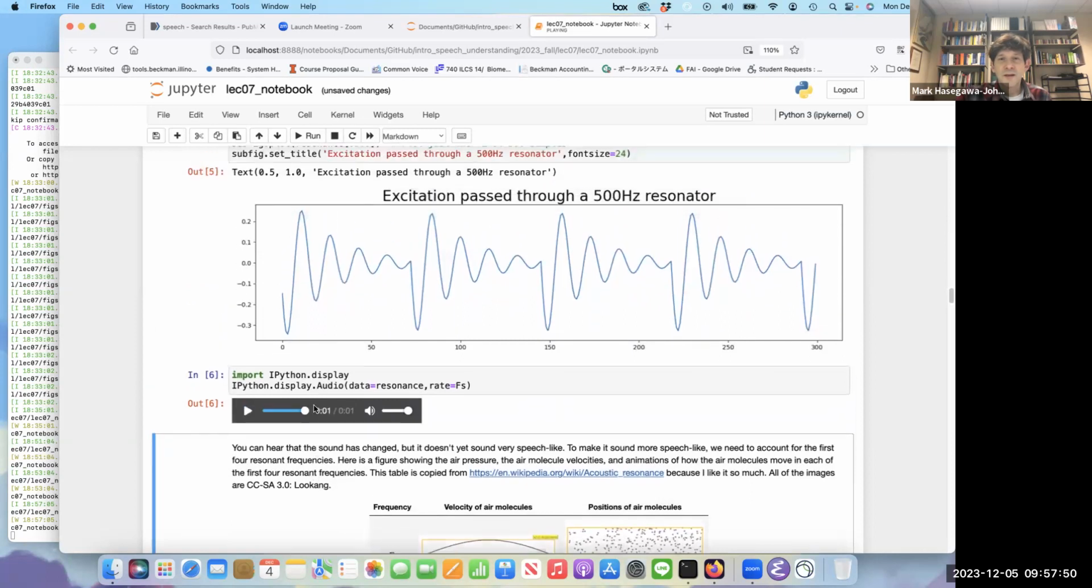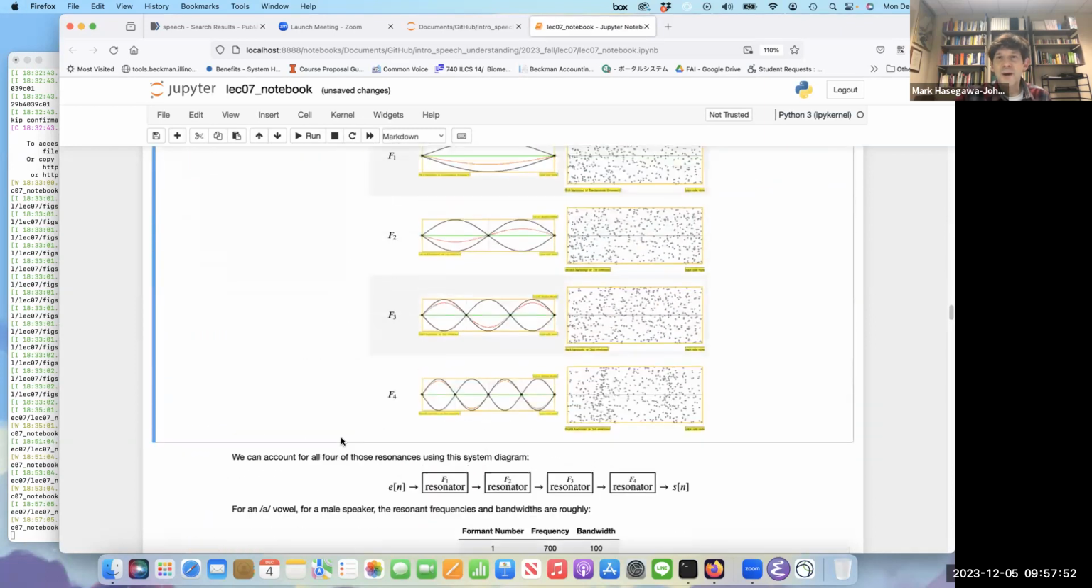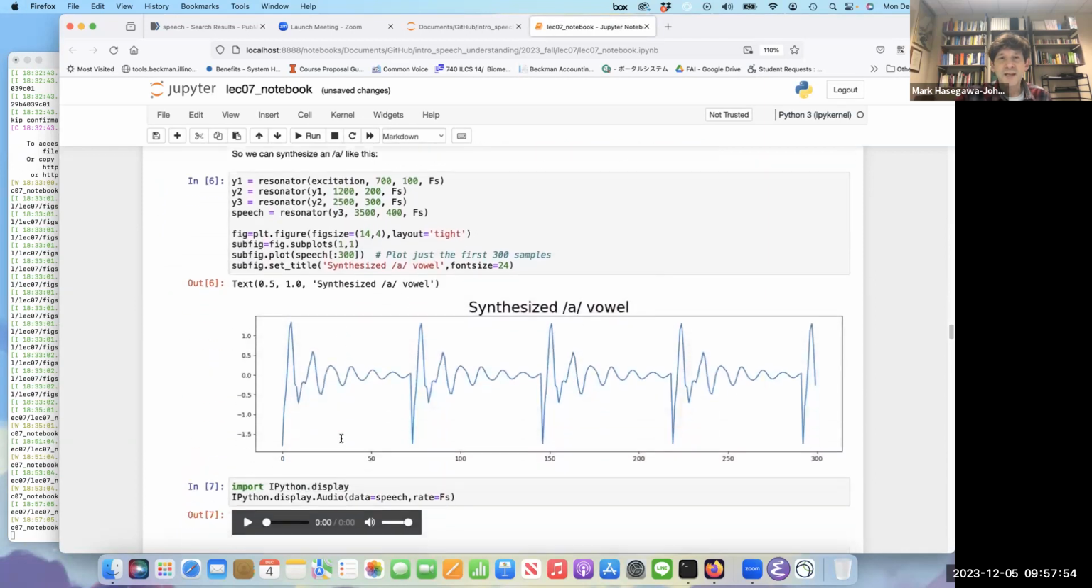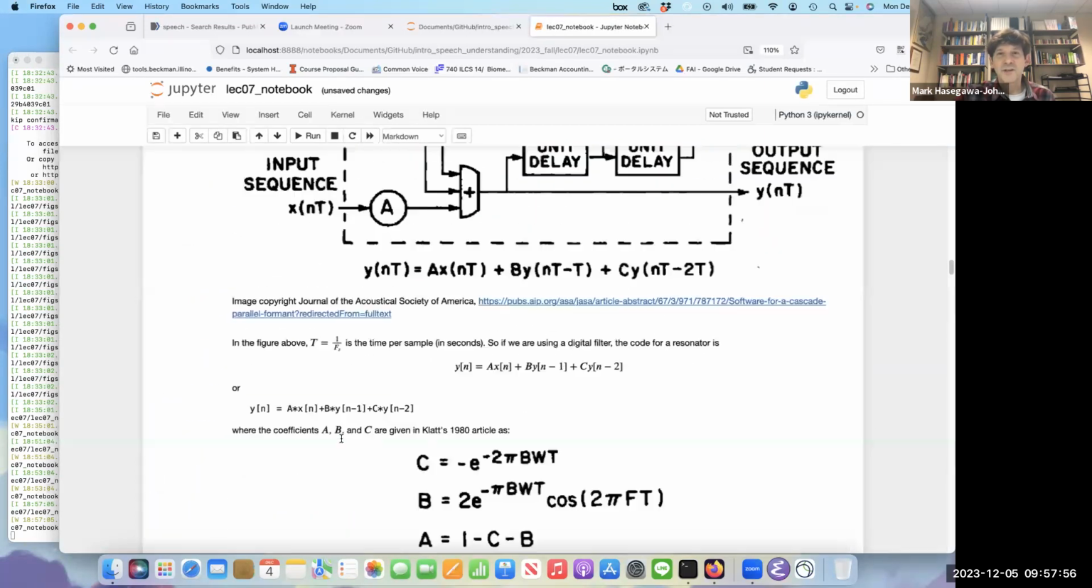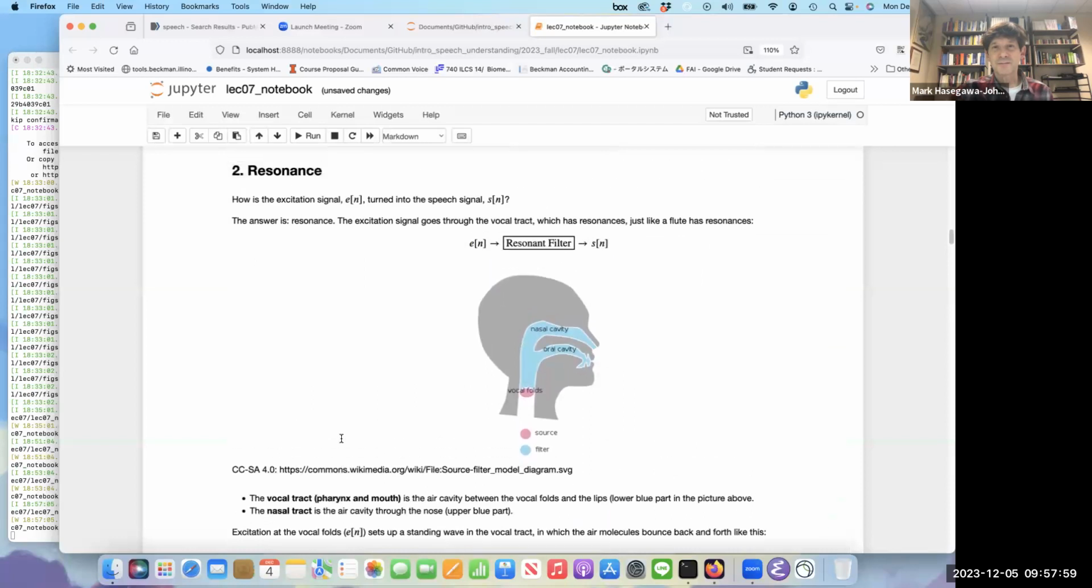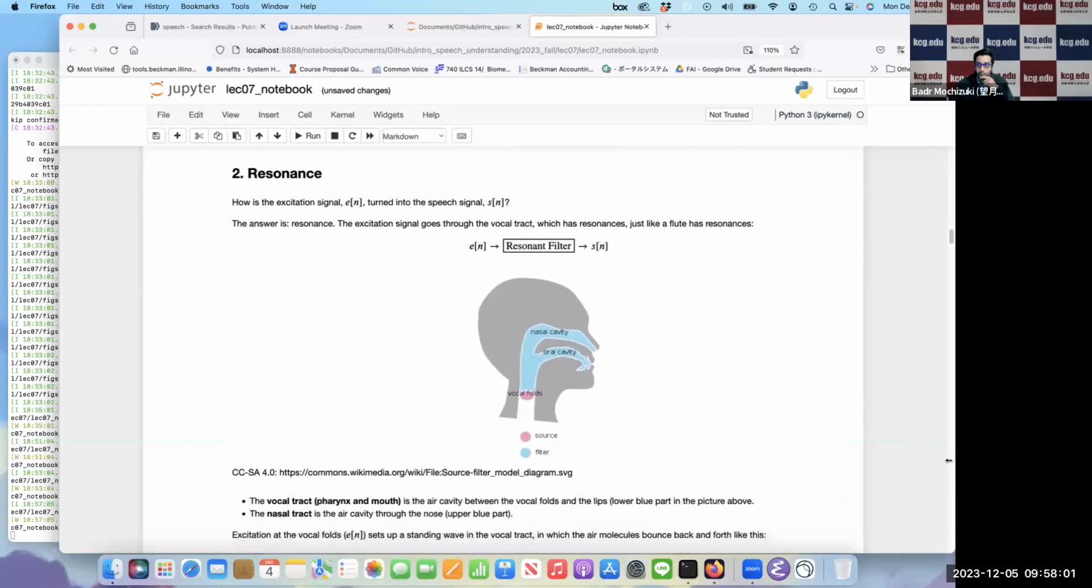All right. And so before I talk about how we can make it more speech-like, Mochizuki-sensei, do you want to try to translate the part so far? Yes. Thank you.